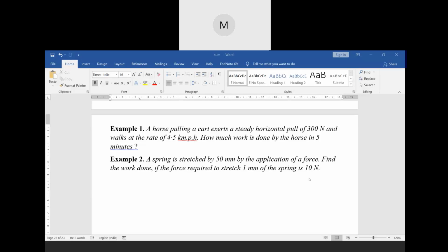So the question is, a spring is stretched by 50 mm by the application of force. Find the work done if the force required to stretch 1 mm of the spring is 10 Newton.